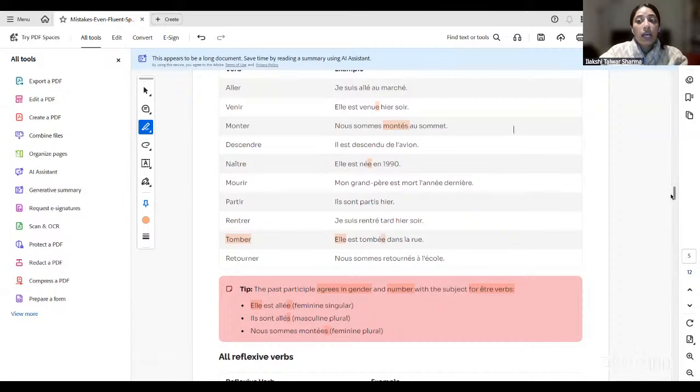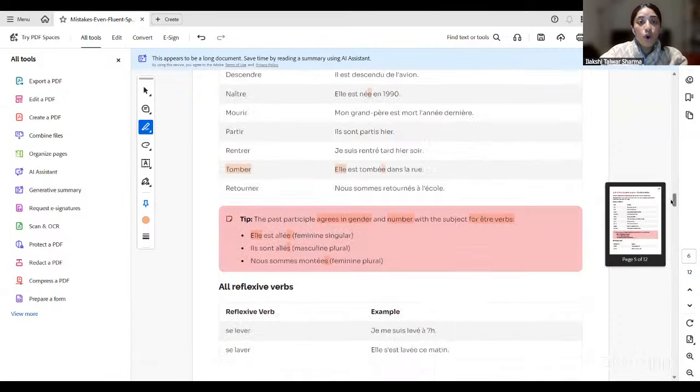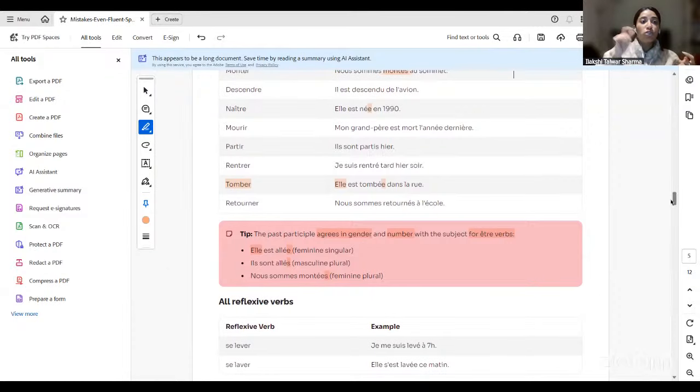Okay? Having said that, since you all know that when a verb changes to reflexive, se laver, se lever, se coucher, whenever a verb becomes reflexive, they automatically fall in the category of être. We put them with être. Hence, in my past tense of saying I woke up, I got up at 7 a.m., that will be je me suis levé à 7 heures. And if it was elle as a subject, then if you notice, I've added an extra E here. Make sense?